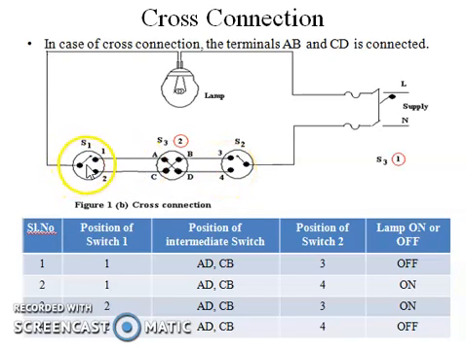Then if it is at 2, like this, 2, CB, it must be connected to 3, on. 2, CB, on. Okay. So if switch 1 is at position number 1, AD and 4, switch 2 must be connected to 4, then only the lamp remains on. So like this, you need to understand the path behavior. You must give the continuity for the current flow. Like that, try to understand the behavior of the two-way and three-way controller.